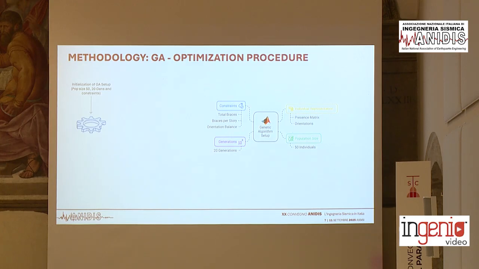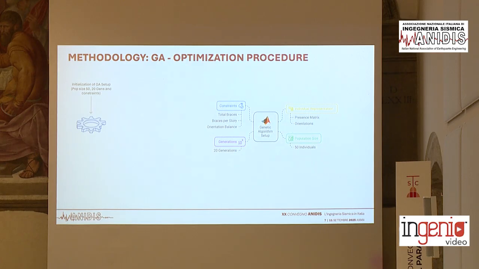So, the genetic algorithm is initialized with a population of 50 individuals iterated over 20 generations. Each individual represents a frame topology defined by a presence and orientation matrix. The process incorporates 3 key constraints. One, a fixed number of braces, which is 6 in total. The second is that at least one knee brace should be on each story because you want to prevent the soft story effect. And the third one is the orientation balance. You want at least 3 left-oriented and 3 right-oriented knee braces.